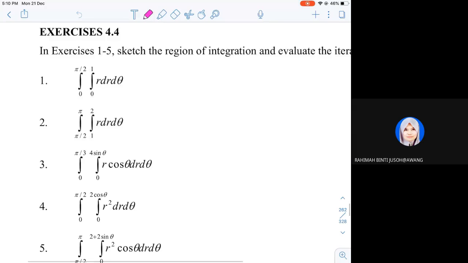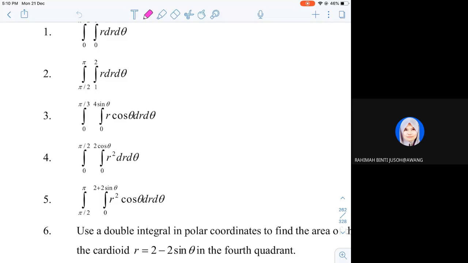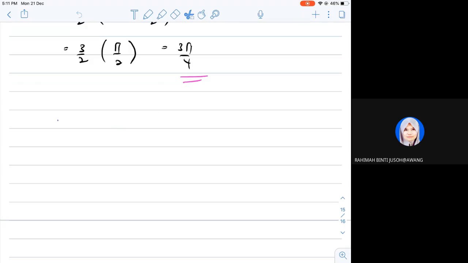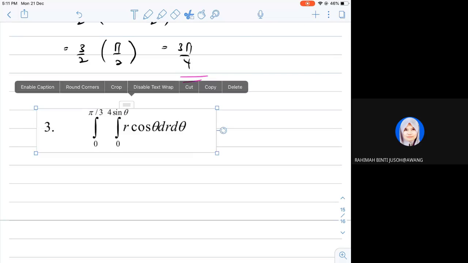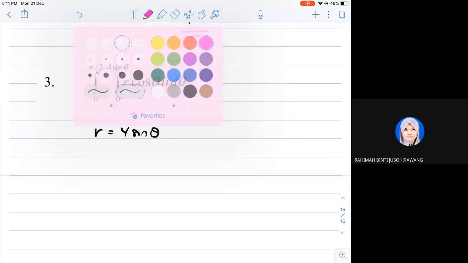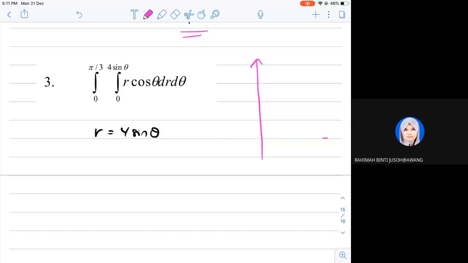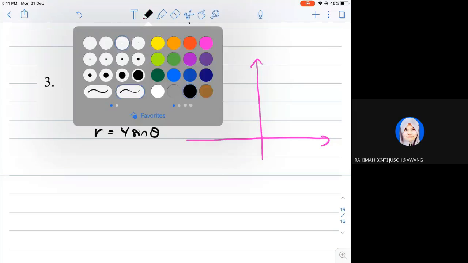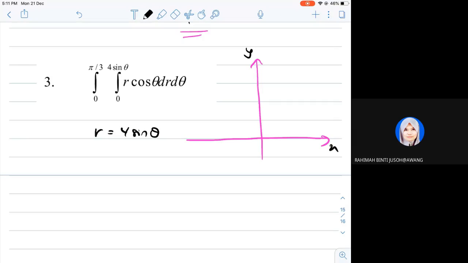Okay, so next. Let us do question number 3. Okay, question number 3. Okay, we have r equals to 4 sine theta, right? R equals to 4 sine theta. So where is our graph? What shape is 4 sine theta? On the y-axis, right? A circle. Yes, a circle on the y-axis. So we have this circle.